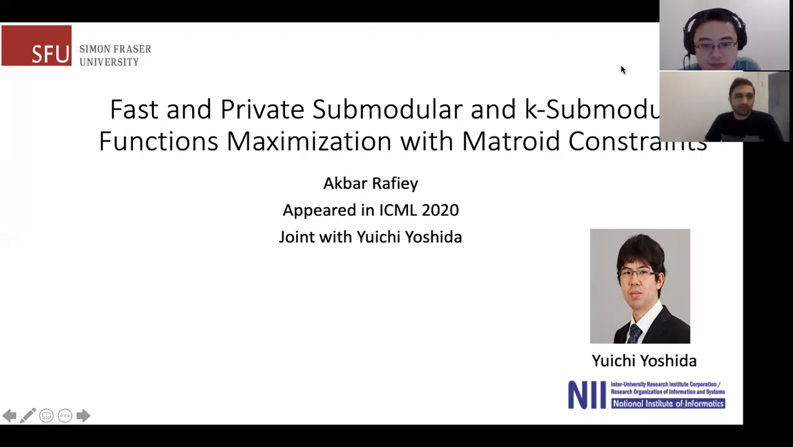So, the focus is on submodular function maximization. And also, I will be talking about the privacy aspects of the problem, and we'll introduce some notion of privacy here. I'm not introducing, just basically talk about that. This is based on joint work with Yuichi Yoshida from NII, National Institute of Informatics.